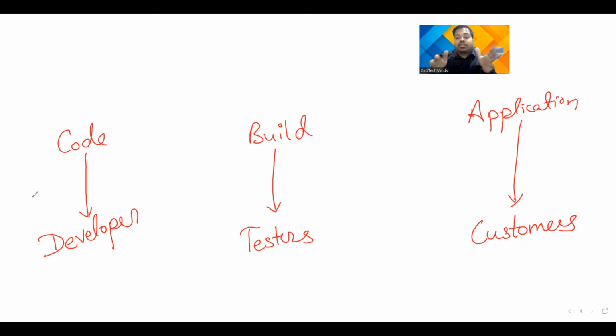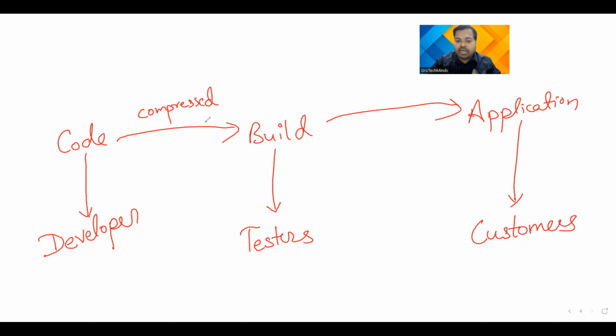At the end of the day, all three are the same. What is code is only build, and what is build is only application. What I mean is, when it is code, it is code. But when it is compressed, it became a build. When the build was installed, it became an application.